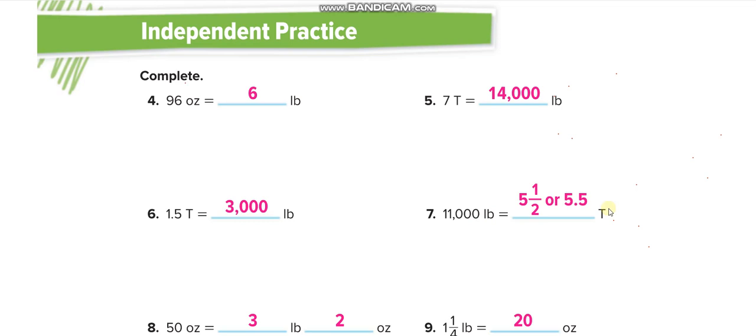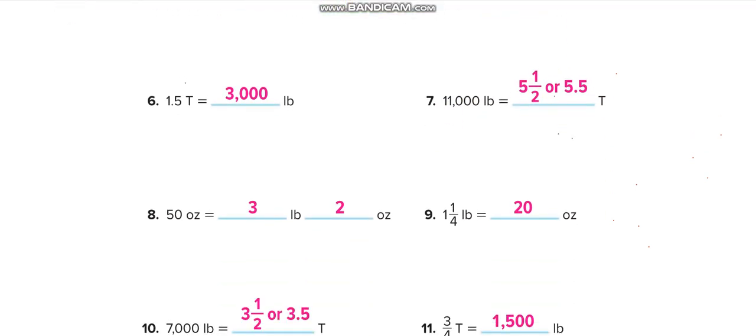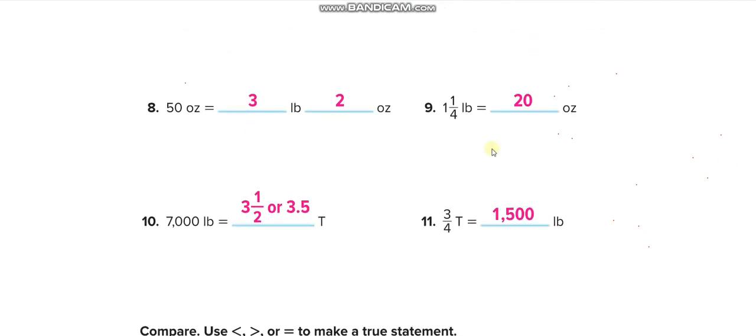11,000 pounds, how many tons? 5.5. You have to divide it by 2000. Okay. 50 ounces, divide by 16, 3 pounds and 2 ounces, or the other way, like I told you back there, 3 pounds and 2 over 16, then you can simplify it, 3 and 1 over 8. This one is pounds. So both ways are correct, 3 pounds and 2 ounces.